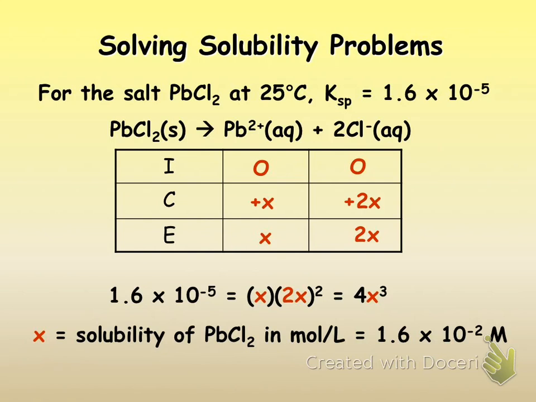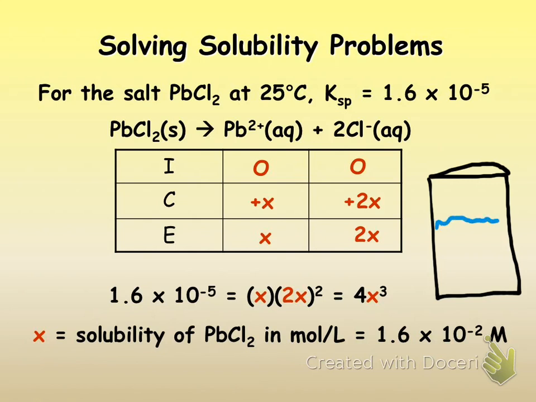If we want to think about this as an actual application, you could say, if I wanted to make a lead chloride solution, so I wanted to get lead chloride into solution, what is the most concentrated lead chloride solution that I can actually make before I start getting lead chloride to start binding back together into the solid form? And that highest concentration would be right here. So what is that? 0.016 molar, pretty low concentration.